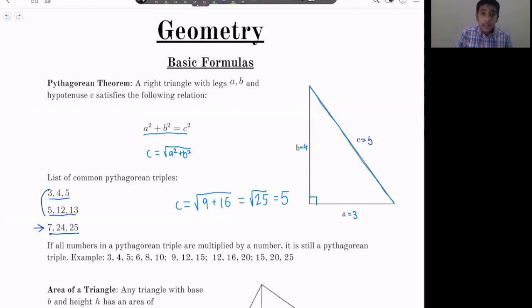In addition, if you take a multiple of each of these side lengths, say we multiply 3 by 2 to get 6, 4 by 2 to get 8, and 5 by 2 to get 10, then 6, 8, 10 will also satisfy the Pythagorean theorem. That's why these are common things to know, and they can be very useful, because you don't have to apply the Pythagorean theorem every single time. You can just memorize these basic triples, and when they come up, you'll know, oh, this is a right triangle because it's a Pythagorean triple. So that's what a Pythagorean triple is. Any questions on the Pythagorean theorem or triples?